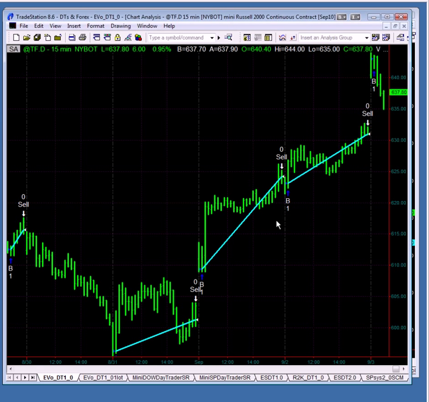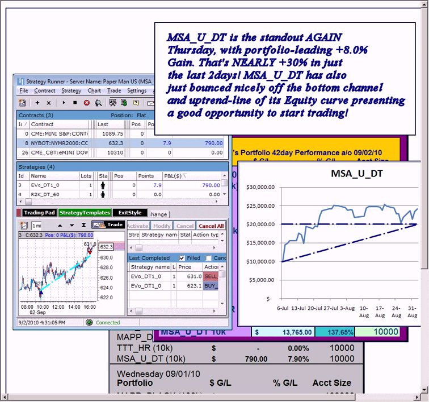It has really helped MSA UDT gain about 30% on just these 2 days. $800 yesterday, $1,500 on this day was the gain for MSA UDT, a $10,000 portfolio. Losing a little bit today, went long this AM, but we're bouncing back off 635, so we'll see where that holds in the mini Russell. But that is, as you can see, another system that is simply outperforming the other systems that we have.